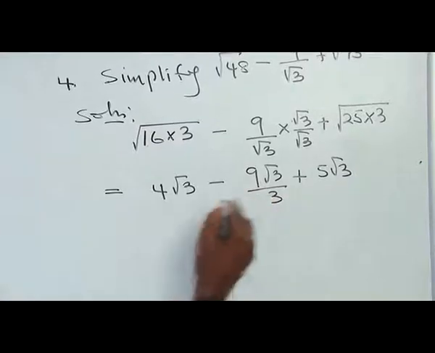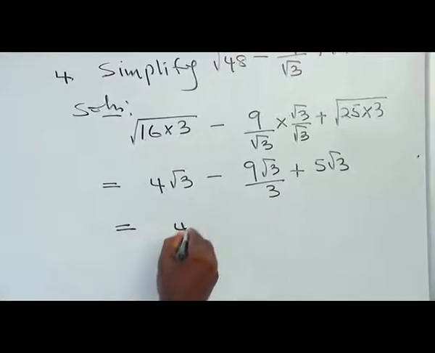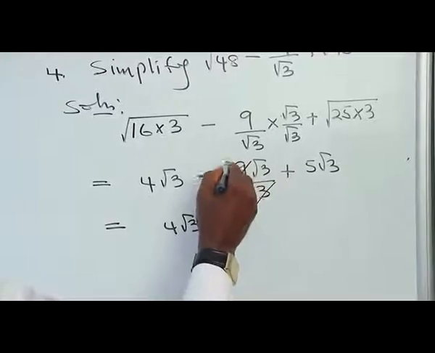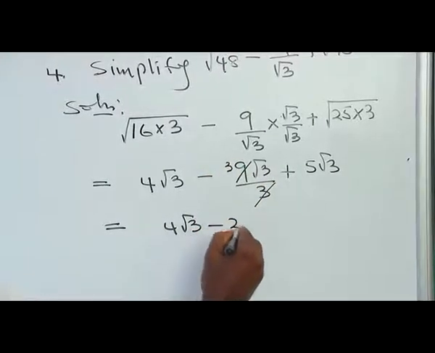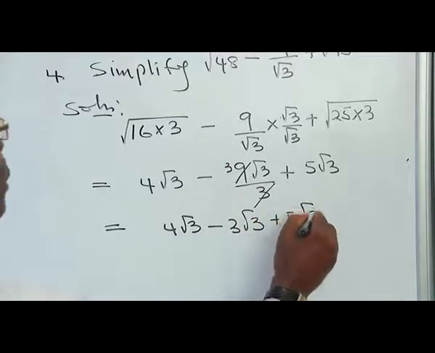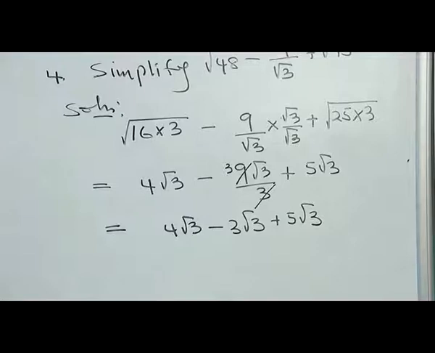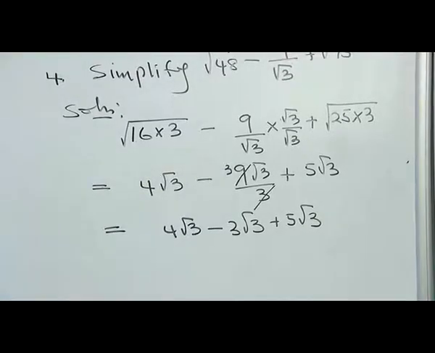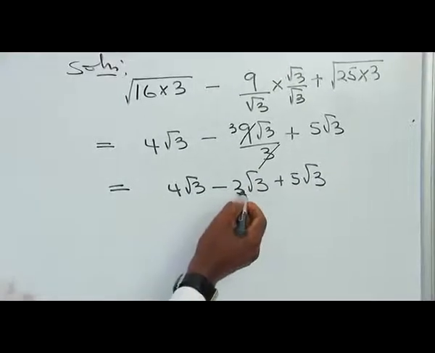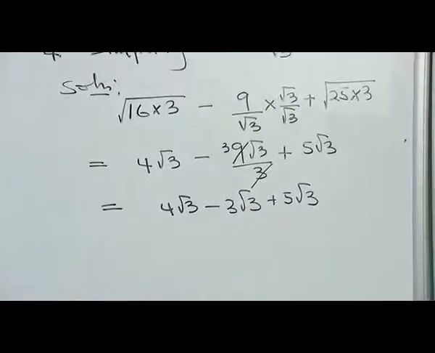Let's simplify further. This will give you your 4 root 3. The 3 here, we cancel this to give you 3. So you have minus 3 root 3, and then plus 5 root 3. Recall the rules of BODMAS. The rule says addition before subtraction. If you add this to this, you will have the wrong answer.